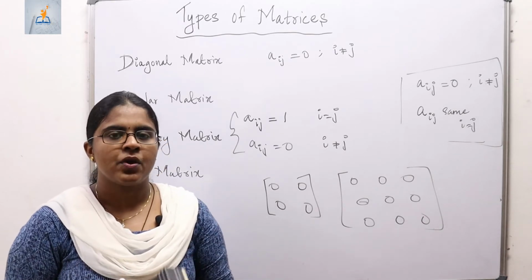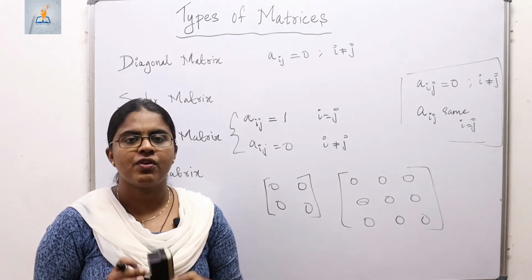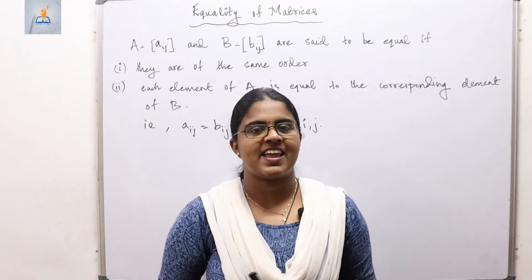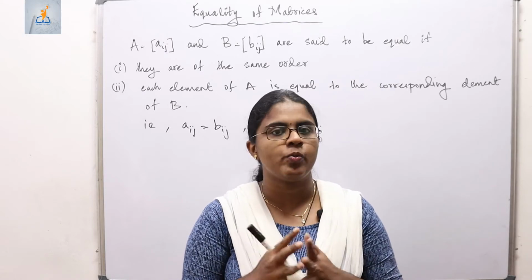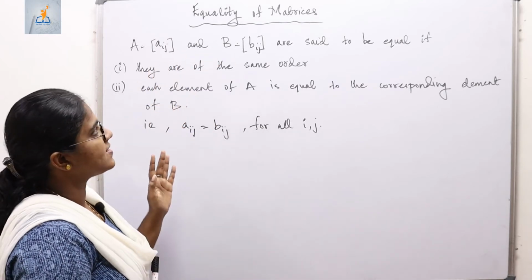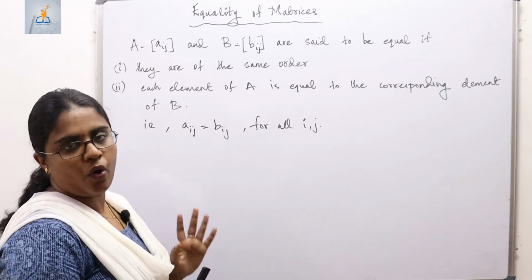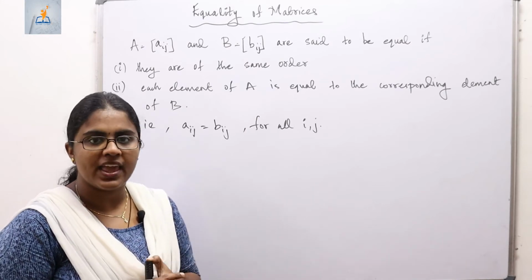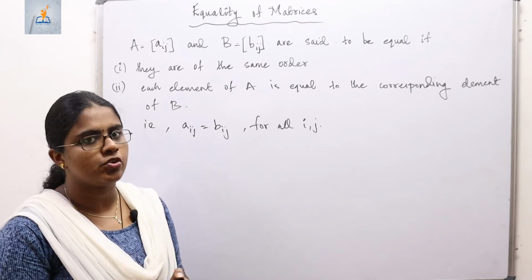Now let's see what is the criteria for equality of two matrices, or when can we say that two matrices are equal. There are two conditions for two matrices to be equal. If A and B are two matrices, they are said to be equal if they are of same order. The first condition is the order of A and B should be equal.